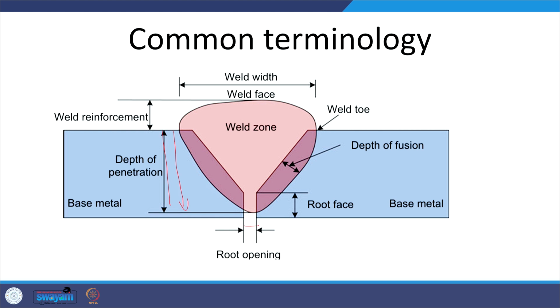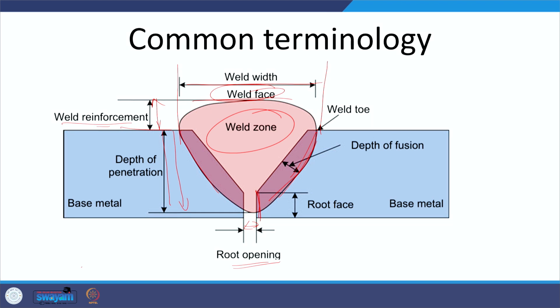At the bottom side, the gap between the two plates is called root opening, and this section is known as root face. The depth up to which the base metal melts on the groove surface is called the depth of fusion. This is the weld zone where the molten weld metal was placed or deposited, and then it has solidified. The top surface is called weld face. The width of the weld at the top is known as weld width. And the height of the weld above the base metal surface is called weld reinforcement.